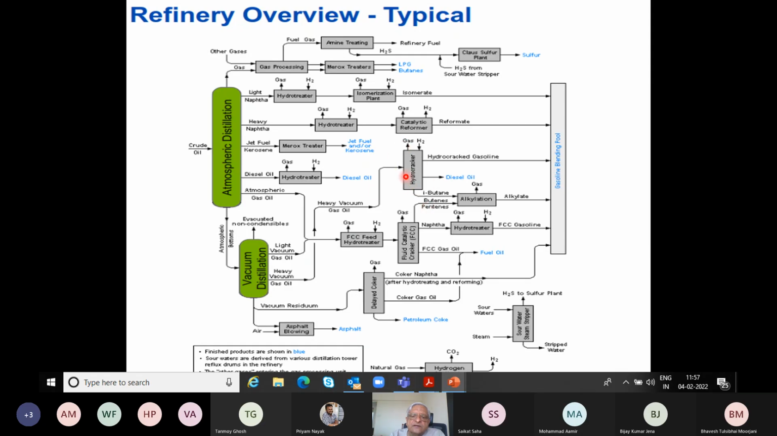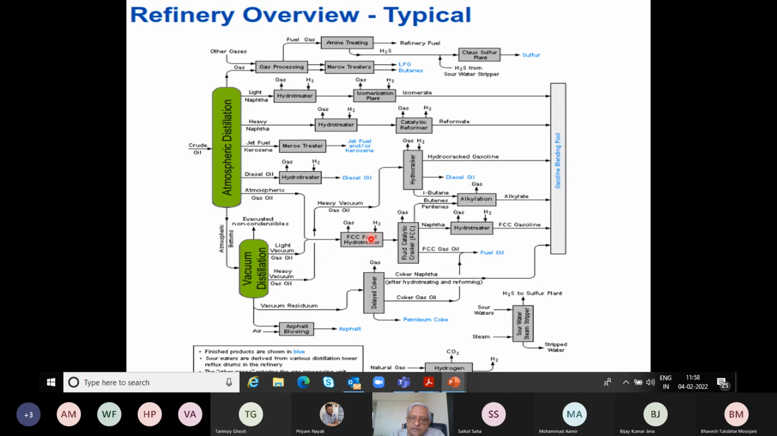The hydrocracker, what it does is that these large molecules that you have going all the way from C25 to C50, that is carbon range 25 to carbon range 50, are cracked in the presence of hydrogen at very high pressure, to produce all the useful products that you and I use, like gasoline, diesel, kerosene, etc.